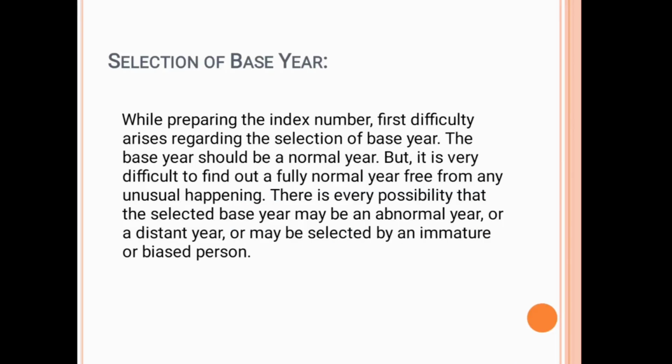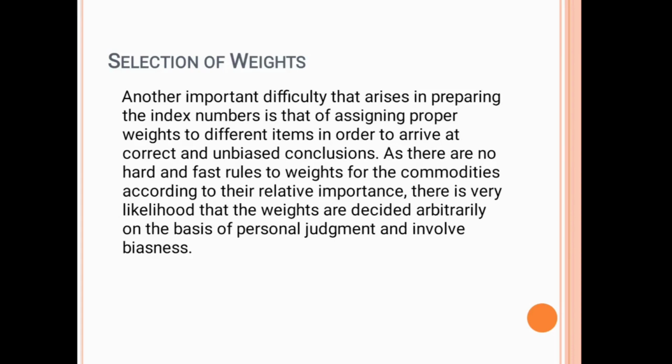So, selection of base year. While preparing the index number, the first difficulty arises regarding the selection of base year. The base year should be a normal year, but it is difficult to find a fully normal year free from any unusual happening. There is every possibility that the selected base year may be an abnormal year or a distant year, or may be selected by an immature or biased person.